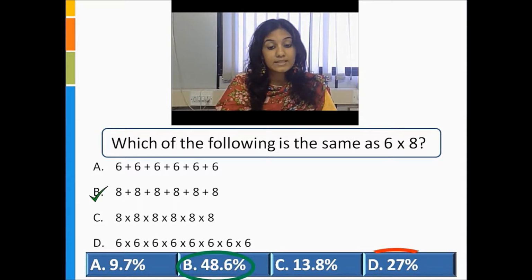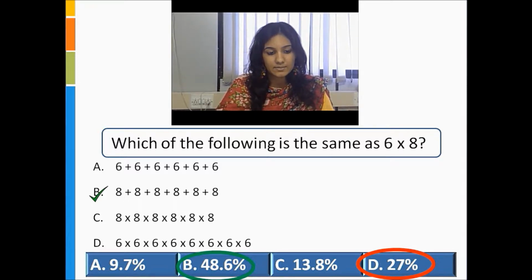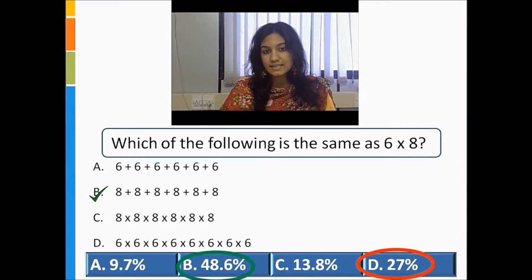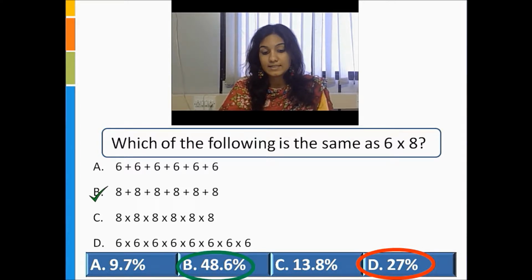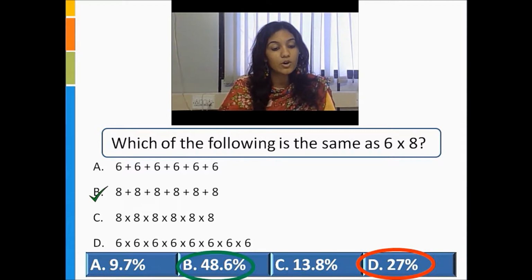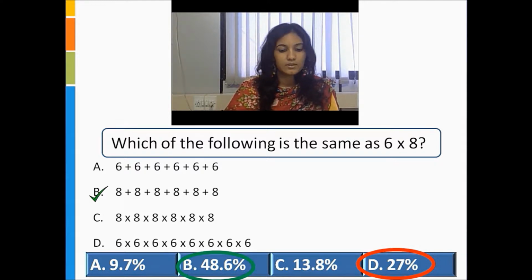27% selected option D, that is 6 multiplied 8 times. This shows that students have not understood that 6 into 8 means 8 added 6 times repeatedly. They may know that 6 into 8 is 6 8 times or 8 6 times, but do not realize that the operation to be performed on the repeating number is addition and not multiplication.